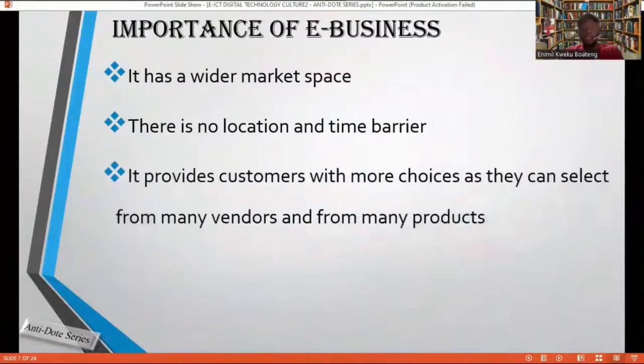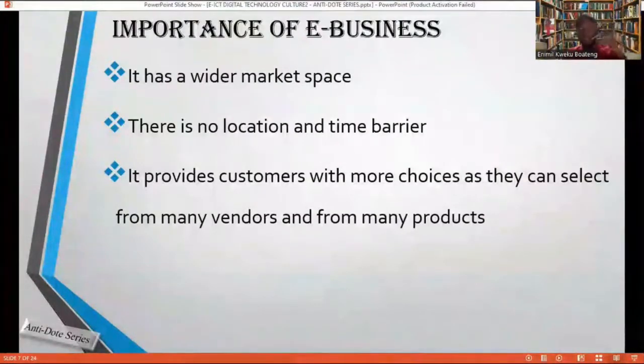It provides customers with more choices, so that they can select from many vendors and many products. And this is true. When you go to Jumia, say you want to buy a laptop, that one laptop is sold by many people. So this also controls price hikes, because it's not coming from one person. You can't increase your price beyond normal. Nobody will buy it, because there are other choices. But if it was only one person selling it, that person can.